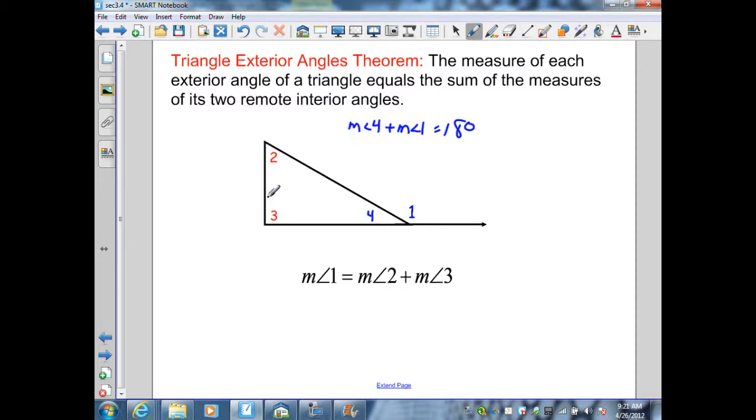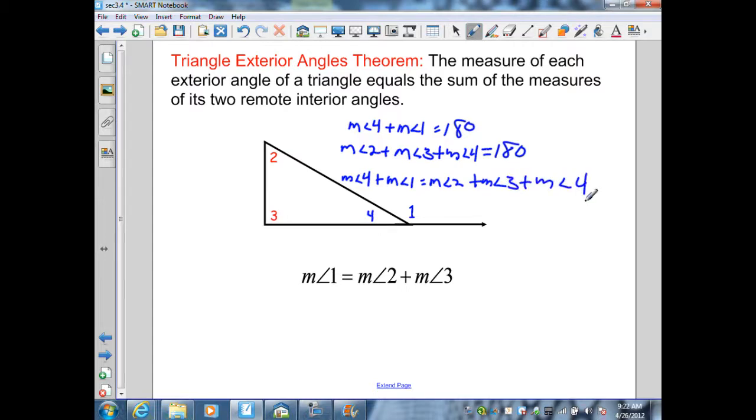And from the triangle angle sum theorem, I know that the measure of angle 2, 3, and 4 must add up to 180. These are both equal to 180, so I can just substitute. The measure of angle 4 plus the measure of angle 1 equals the measure of angle 2 plus the measure of angle 3 plus the measure of angle 4. Now you can see if I just subtract out the measure of angle 4 on both sides, I'm left with the measure of angle 1 equals the measure of angle 2 plus the measure of angle 3.